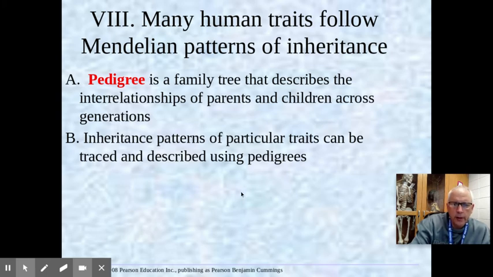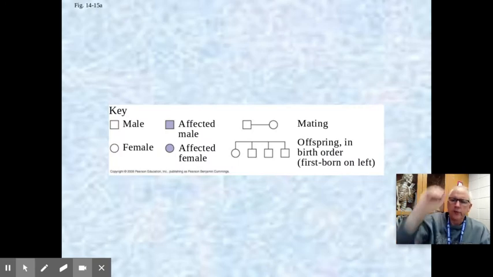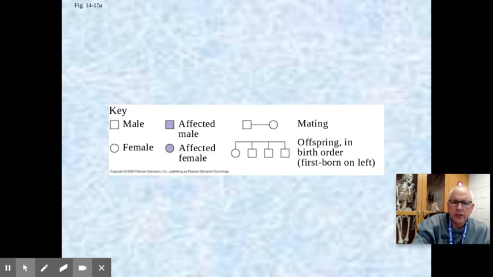So let's go through a little bit of symbols that will help you when you do your assignment that I'm going to post on Google Classroom. A square represents a male, a circle represents a female, and if they're shaded in, that means they're affected. Okay, so they have a disease, they have a trait or whatever. Lines connecting a square to a circle means we have mating, or it's a husband and wife, and then a pregnancy. And then birth order always goes from left to right.